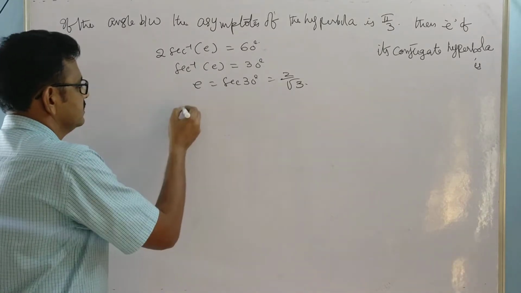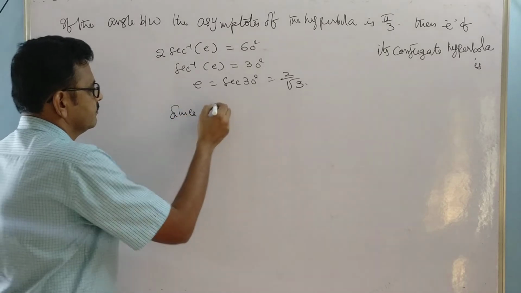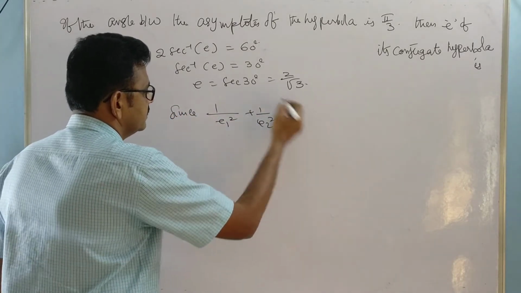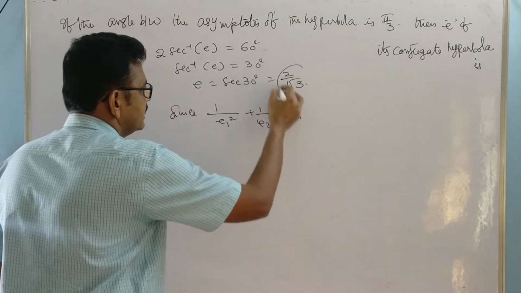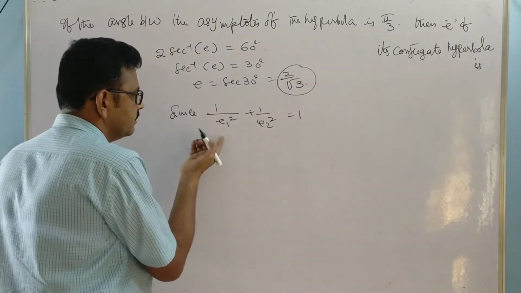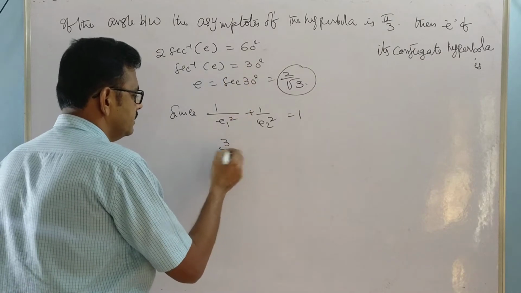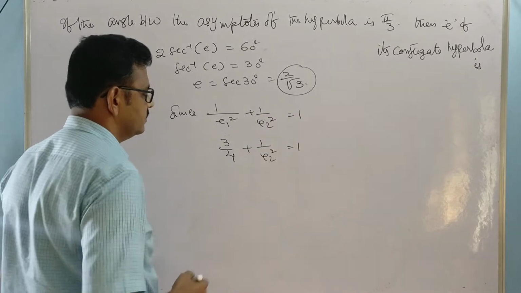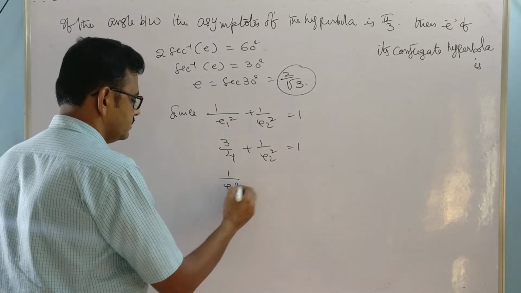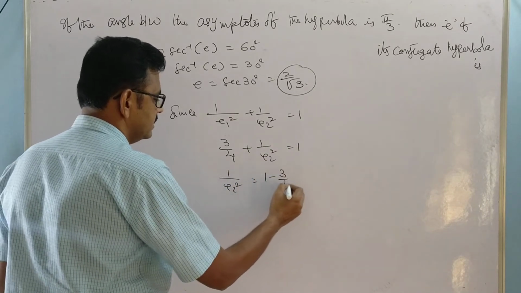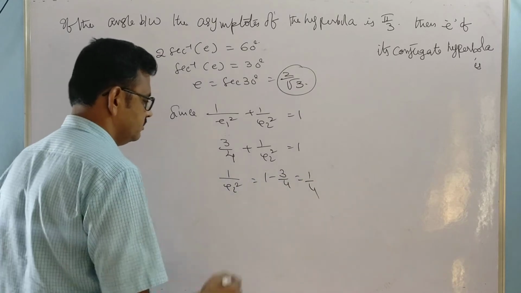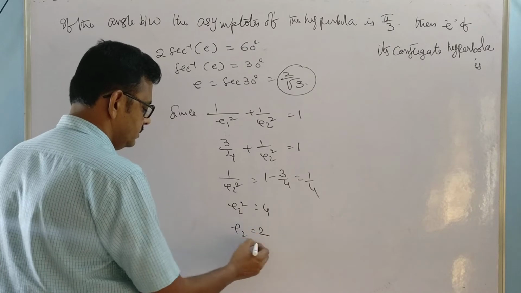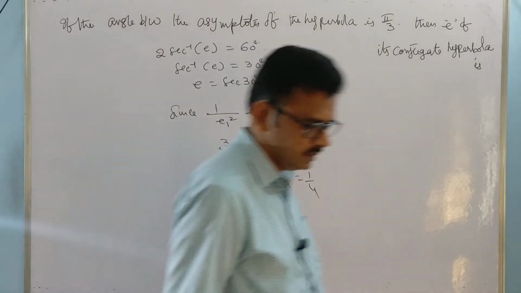Now since 1 by e1 square plus 1 by e2 square equals 1. What about e1? You treat this as e1. So 1 by e1 square is 3 by 4, plus 1 by e2 square equals 1. 1 by e2 square equals 1 minus 3 by 4, that is 1 by 4. e2 square equals 4, e2 is equal to 2. So that is the eccentricity.